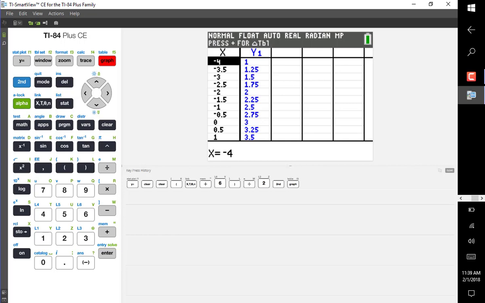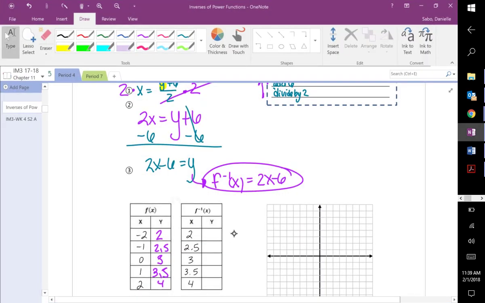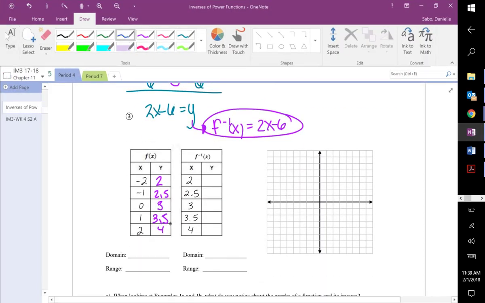What happens to all the x and y values when we are talking about inverse functions and their original? What happens to all of them? They swap. So you could just go ahead and write that out. -2, -1, 0, 1, and 2.